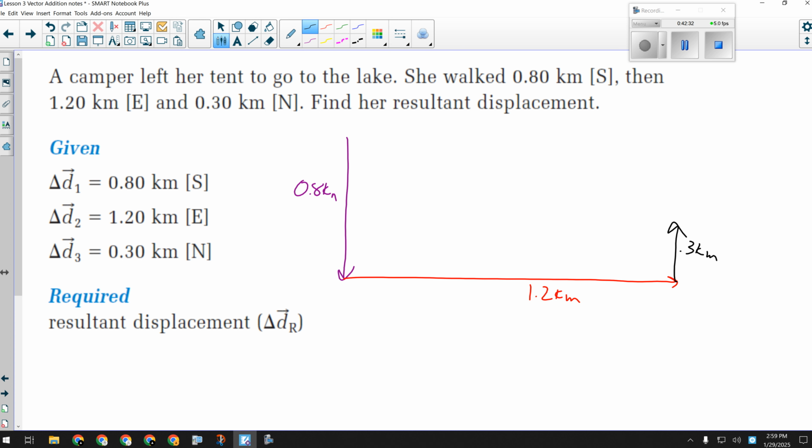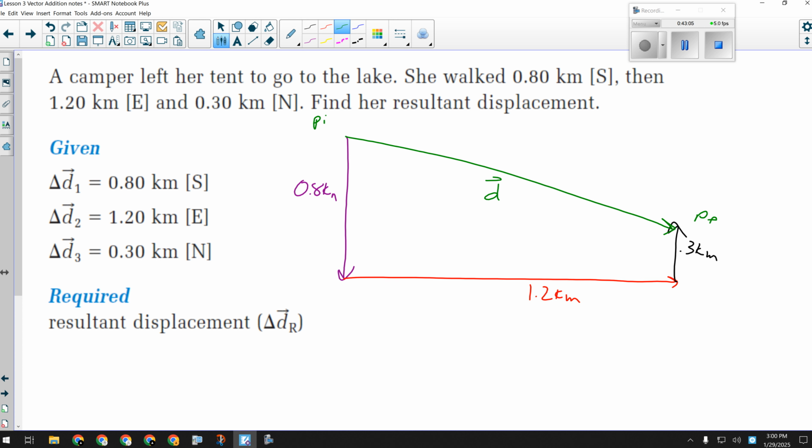Where would I draw a line now that would represent the total displacement of this person? The start of the 0.8 kilometers to the end of 0.3 kilometers? Right, because this is my initial position, and this is my final position. And displacement is your change in position with both magnitude and direction. So this line right here would be the total displacement of the camper.